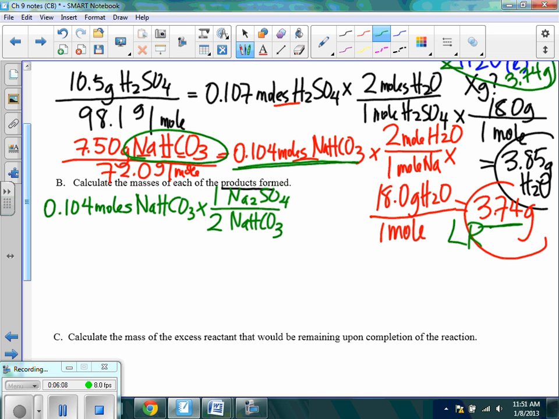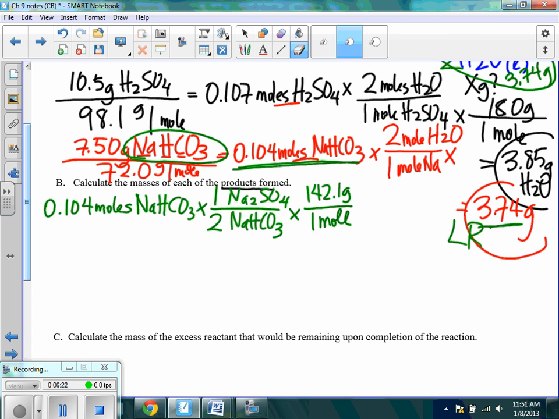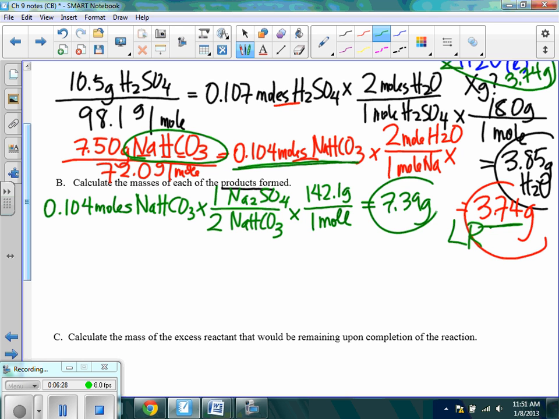And then I'm going to multiply by the molar mass of my sodium sulfate, which is 142.1 grams in 1 mole. So let me erase this a little bit right here. Get that out of the way. And I have 7.39 grams. So that's how much of that product I can make.